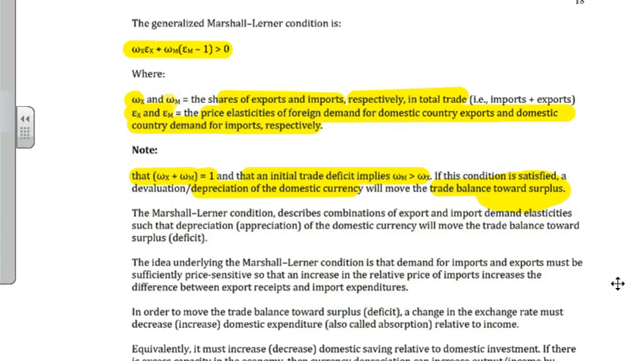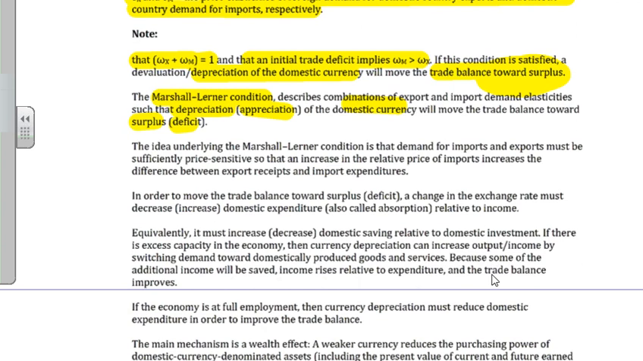Marshall-Lerner describes combinations of export and import demand elasticities, such as depreciation of the currency, surplus, appreciation is a deficit. How does this relate to elasticities? Marshall-Lerner says that the demand for imports and exports must be sufficiently price sensitive. There's the elasticity concept: an increase in the price of imports increases the difference between export receipts and import expenditures. How do we move towards the trade balance?